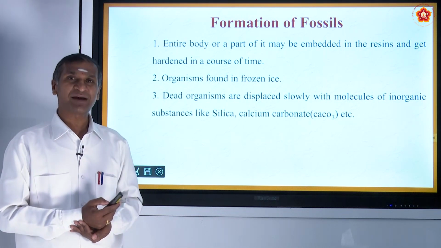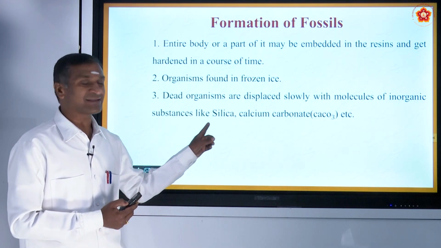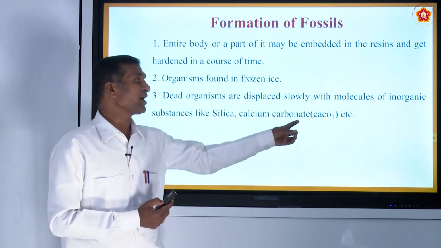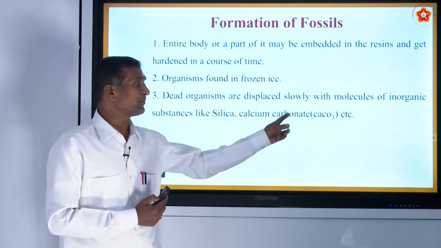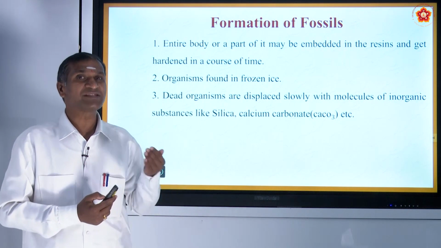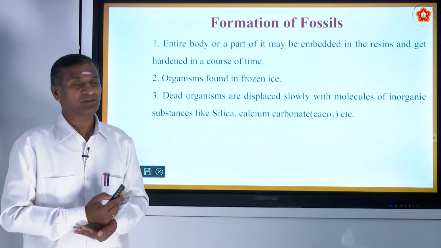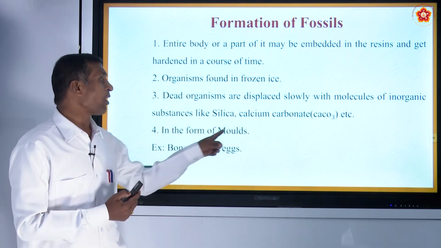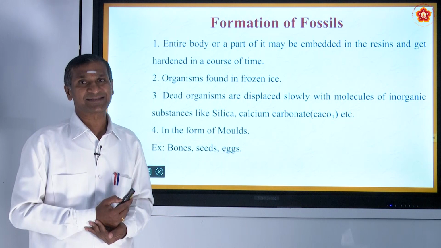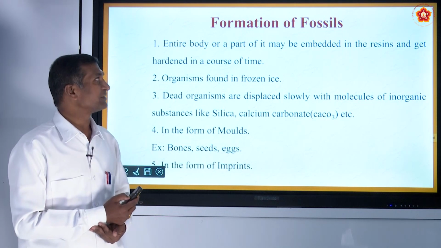Dead organisms are slowly replaced with molecules of inorganic substances like silica, that is sand, SiO2, and calcium carbonate, CaCO3. So with the help of chemicals, the remains of plants and animals are preserved, in the form of molds, for example the bones, seeds and eggs. In this way, fossils are formed.